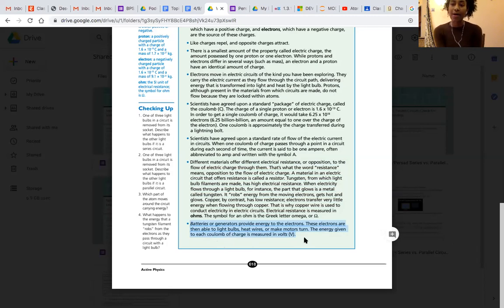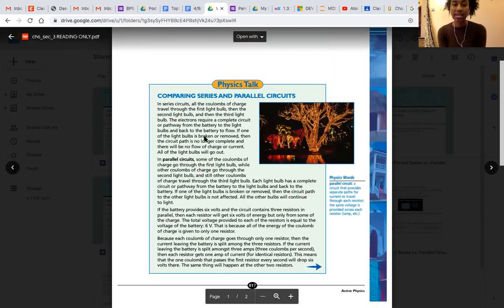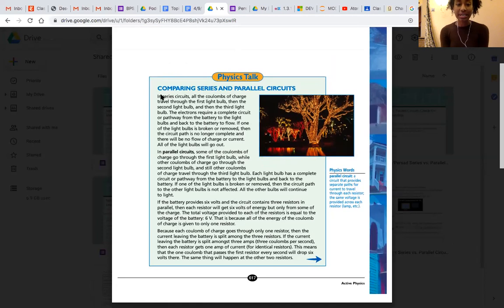I'm going to go back now and give you maybe a couple details and clarify a couple of things that I think could be helpful. So in a series circuit, the one where from the battery, everything kind of goes in a circle. So series circle, right?